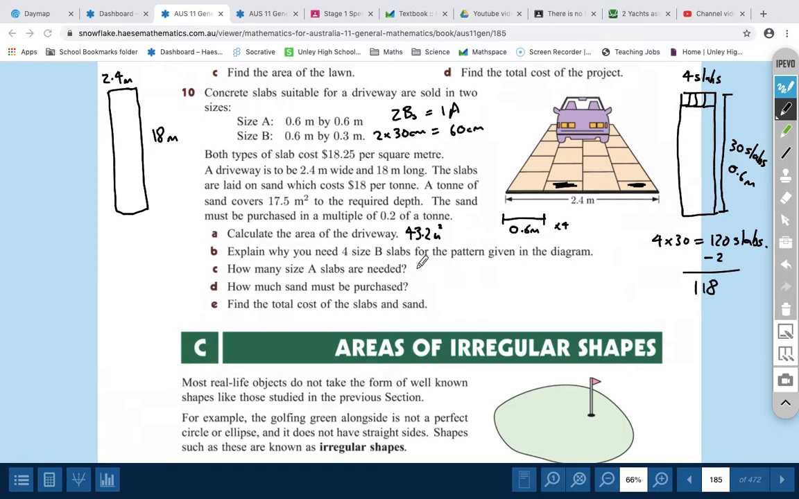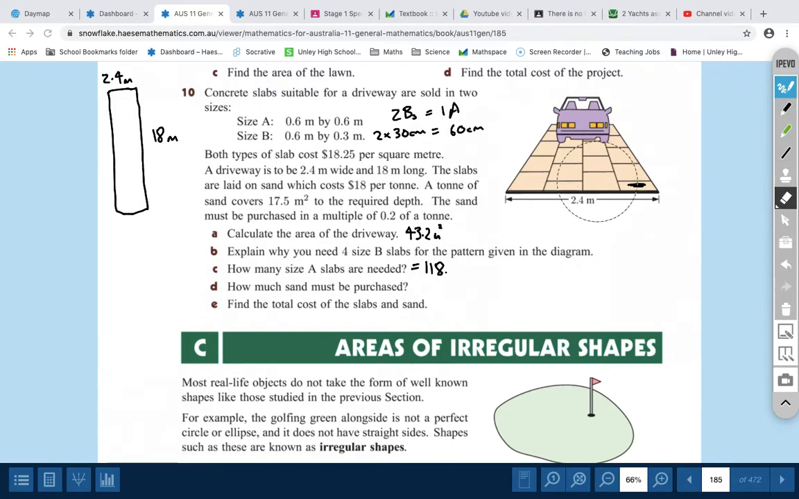So this is 118, okay? Because what's happening is it's as if you've cut one of the big ones in half there. Right? How much sand must be purchased? I'm going to make a bit of room now. How much sand must be purchased?